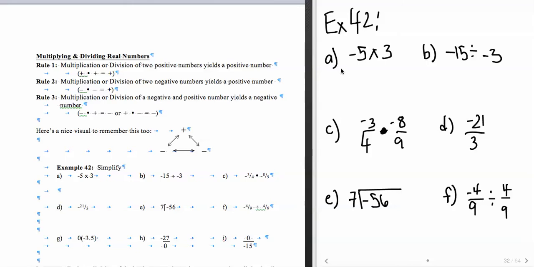Section 2.5, continued: multiplying and dividing real numbers. We're just going to practice the rules. Our rules are when we multiply a positive times a positive, we get a positive. When we multiply two negatives, we also get a positive.